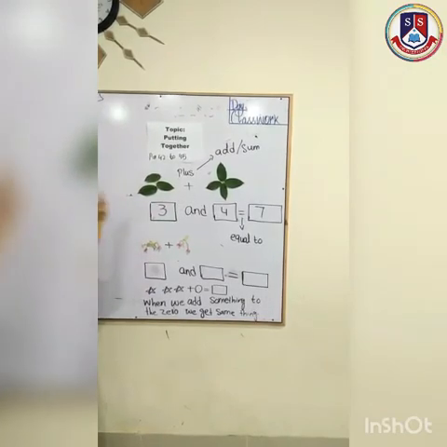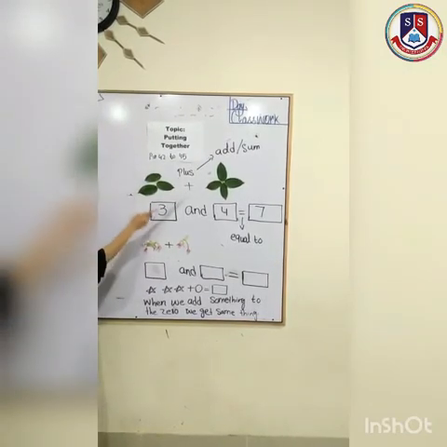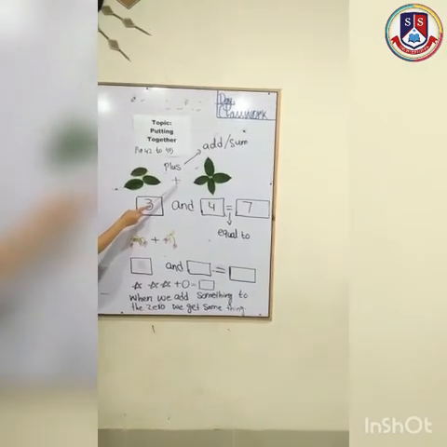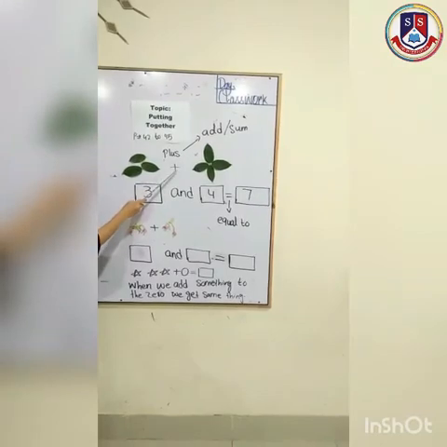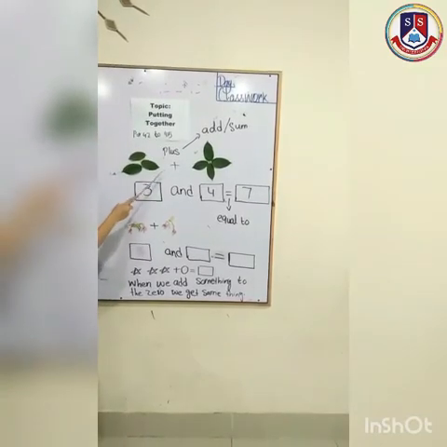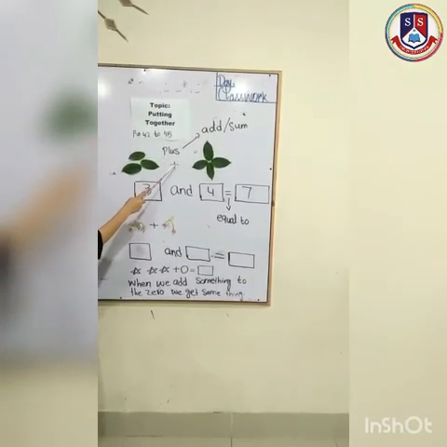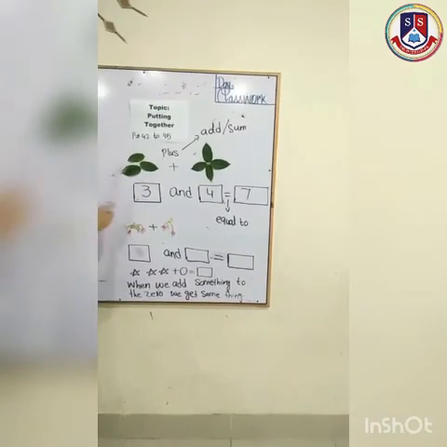This is the sign of plus. This is the sign of addition. This is the sign of add. This is the sign of sum. This is the sign of altogether. This is the sign of total. Okay? These are all the names of this small sum.